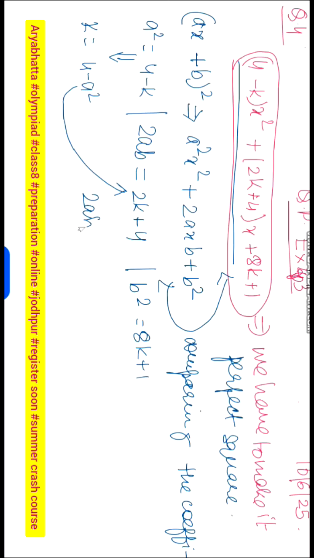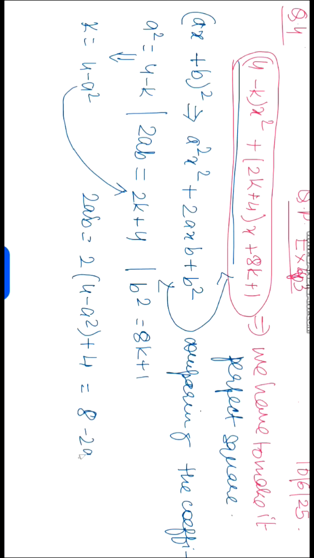So I will put this in this. I can write 2ab is equal to 2(4 minus a²) plus 4. So I get the form: 8 minus 2a² plus 4, which is 12 minus 2a². When I put the value of k, I will get b² is equal to 8(4 minus a²) plus 1. Okay, now solve this. What I will get? 32 minus 8a² plus 1. So I will get 33 minus 8a².